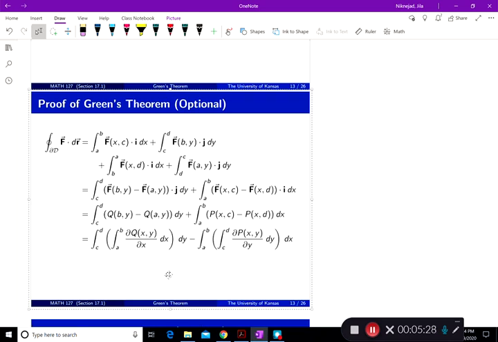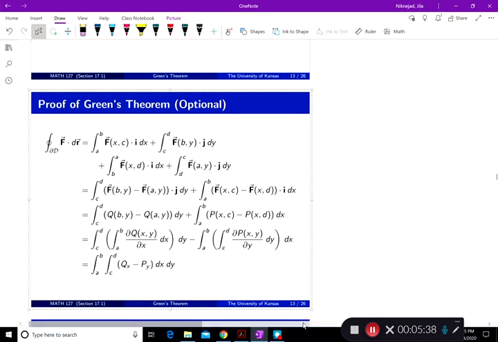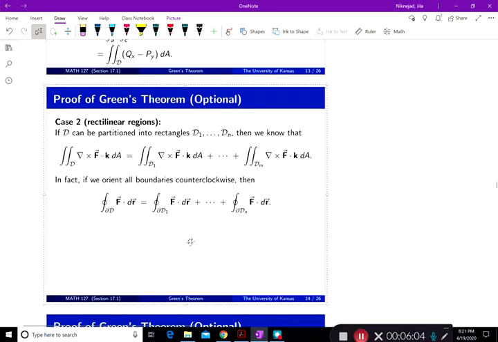Now put the two double integrals together, and by switching the order of these two and then putting them together, you get the integral over the same boundary of Q dx minus P dy. And we have just shown the proof that Green's theorem works for any rectangular region. Now the next discussion is supposed to help you understand why it works in regions that can be broken down into rectangular regions.